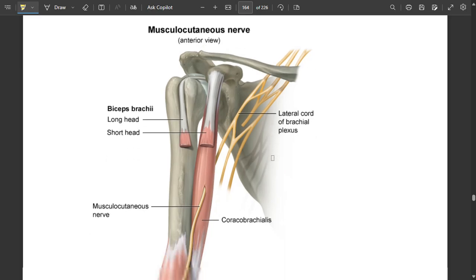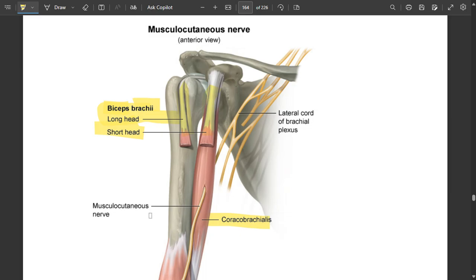The biceps brachii has two heads, a long head and a short head. Biceps means two heads. And the musculocutaneous nerve supplies these. This is the coracobrachialis muscle.